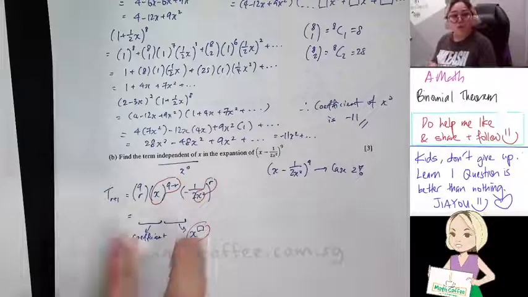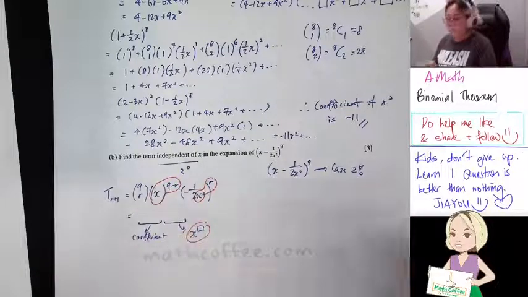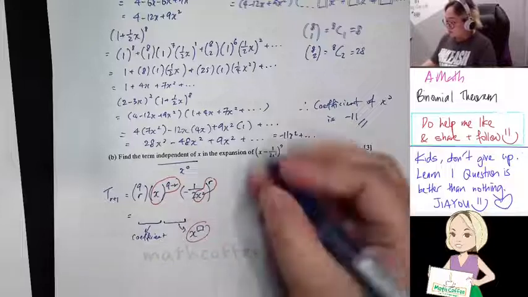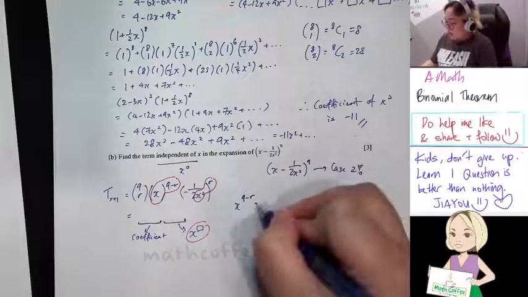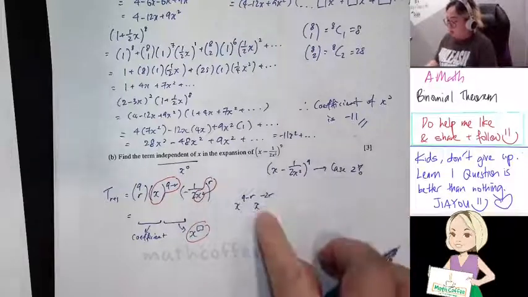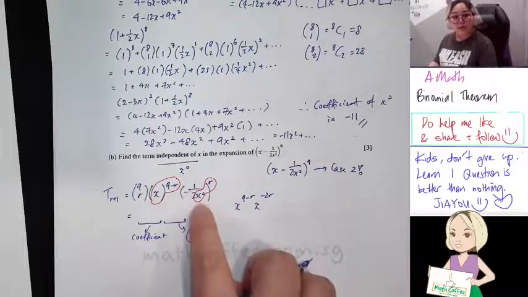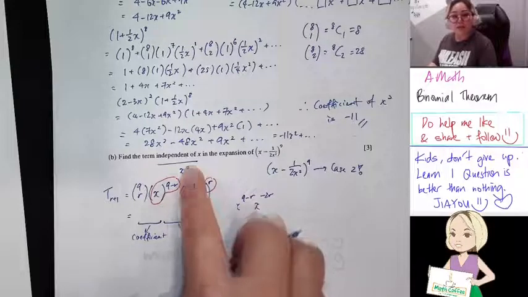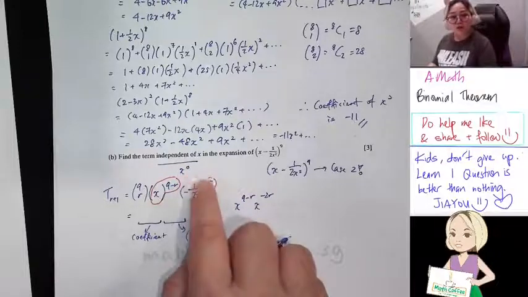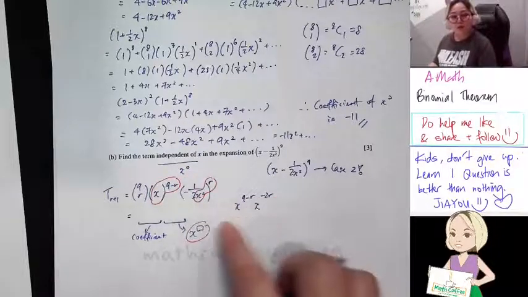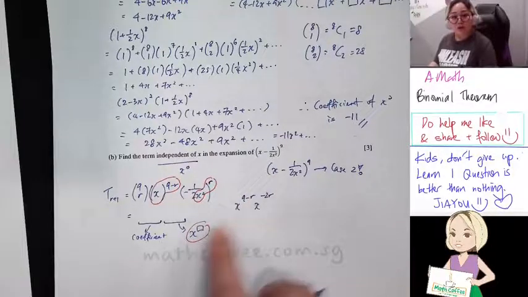Now I'm interested in this one. There are only 2 portions in this term that contribute to my x. So I'm going to write that here: x to the power of 9 minus r, and x to the power of minus 2r. Why is it minus 2r when here it is positive 2? Because this is at the denominator. When I bring it up, it becomes x to the power of minus 2. So x to the power of minus 2 times r, so it's minus 2r. This is the part that contributes to the x power.